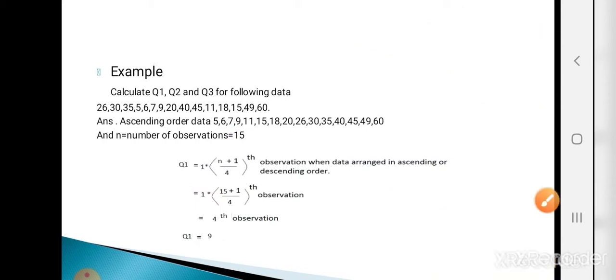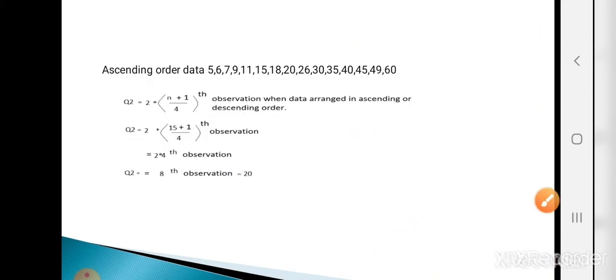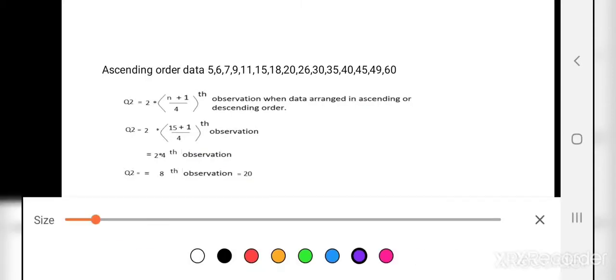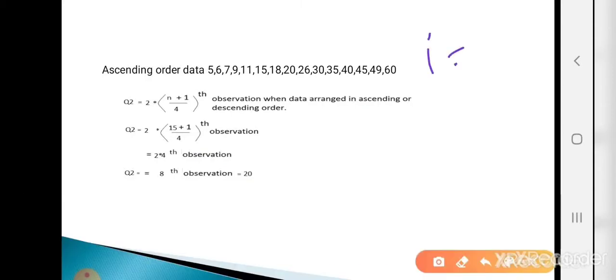Now see how to calculate Q2. For Q2, put i value equal to 2 in the formula. So we get Q2 is equal to 2 times (n plus 1) divided by 4th observation when data is arranged in ascending or descending order. Now just plug the value n equal to 15 in the formula. So 2 times (15 plus 1) divided by 4th observation.